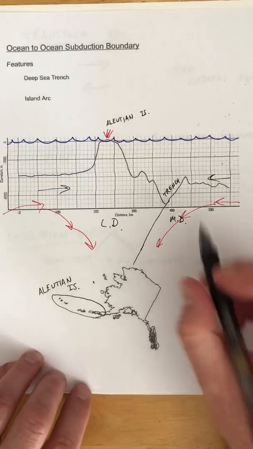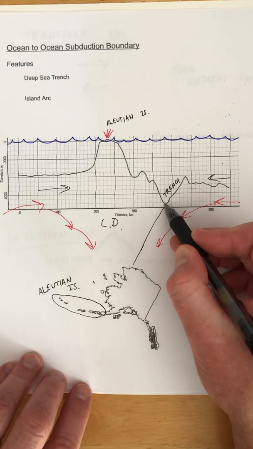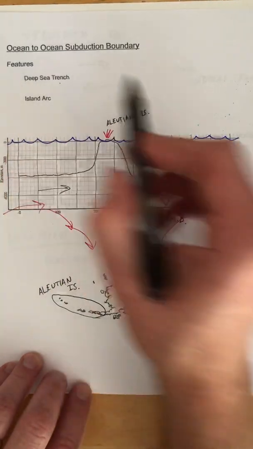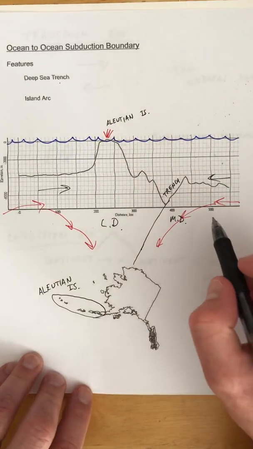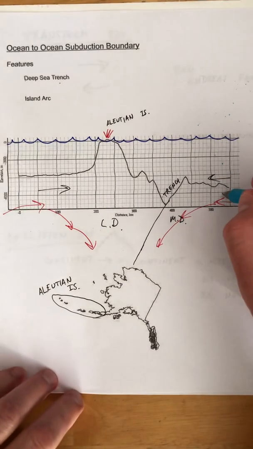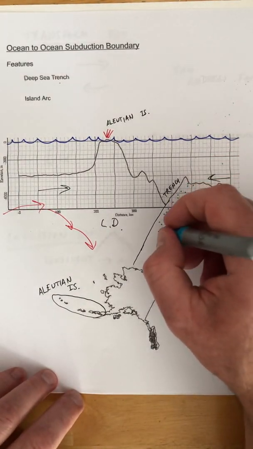Now this is going to sound familiar. As the more dense plate goes down, it drags this plate down a little bit because of the friction and forms a trench, sometimes called a deep sea trench because it's deep in the sea, go figure. As it goes down, you know what it takes with it? Yep, it's taking water with it.